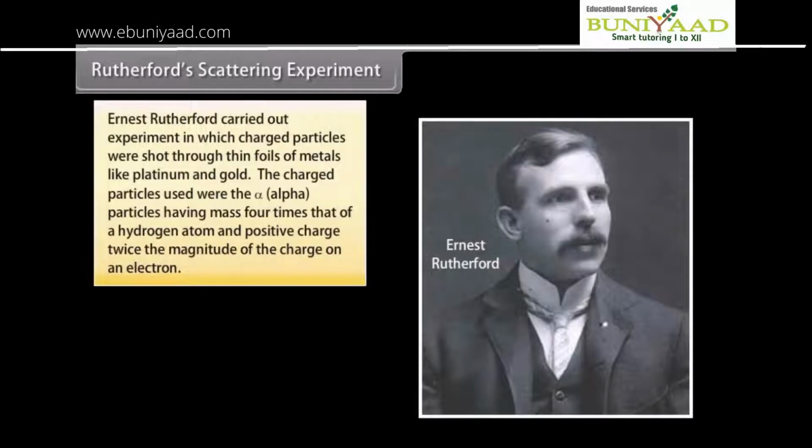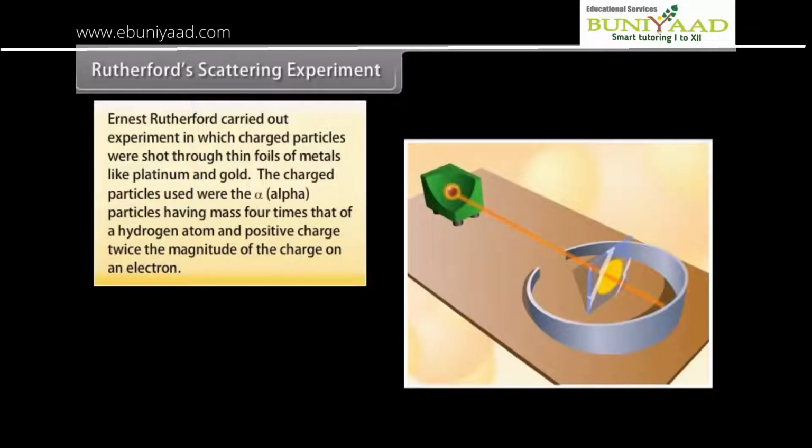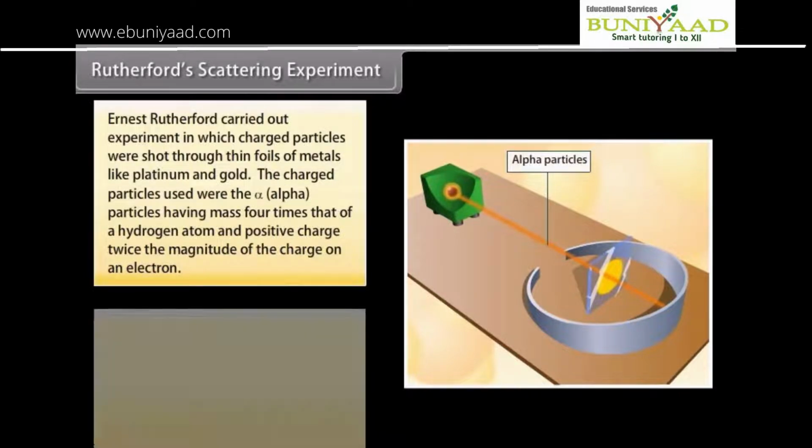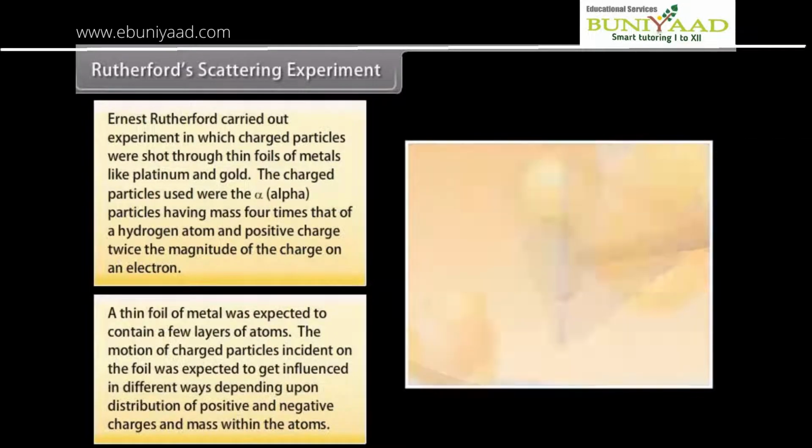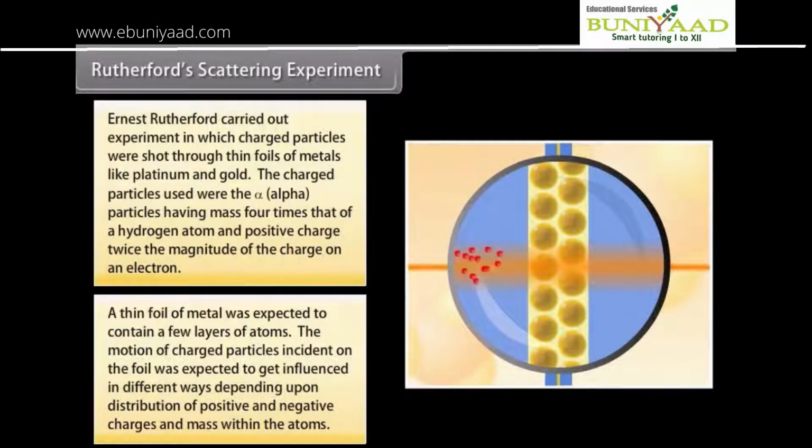Rutherford scattering experiment. Ernst Rutherford carried out an experiment in which charged particles were shot through thin foils of metals like platinum and gold. The charged particles used were the alpha particles having mass 4 times that of a hydrogen atom and positive charge twice the magnitude of the charge of an electron. A thin foil of metal was expected to contain a few layers of atoms. The motion of charged particles incident on the foil was expected to get influenced in different ways depending upon distribution of positive and negative charges and mass within the atoms.